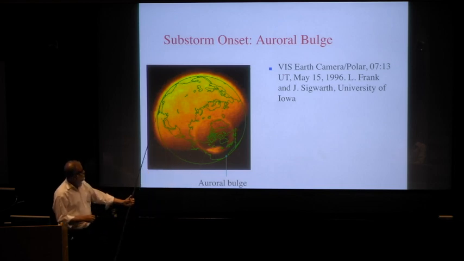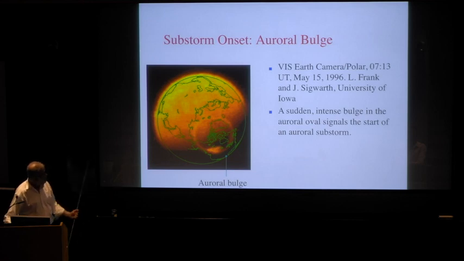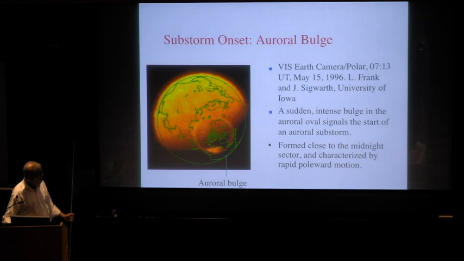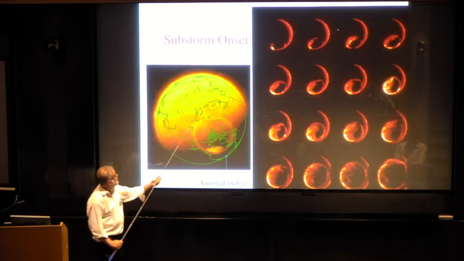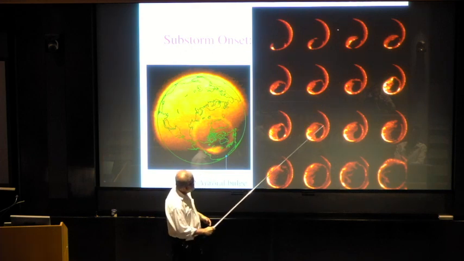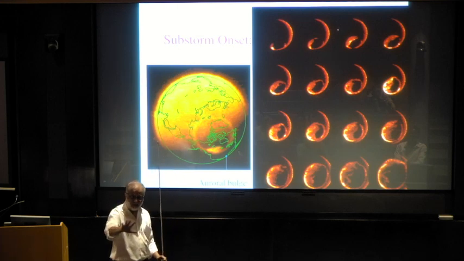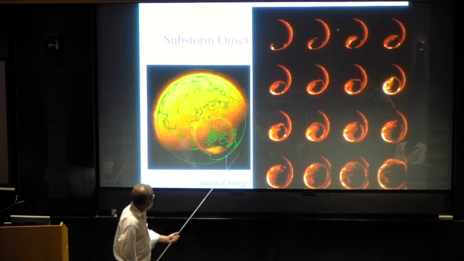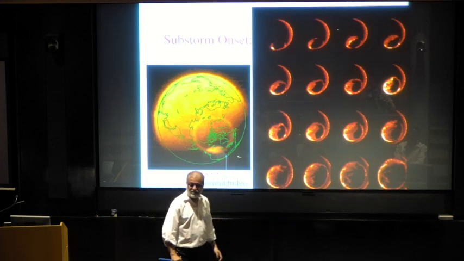And these were taken first by beautiful camera pictures by Lou Frank and others at the University of Iowa. And you see a sudden intense bulge of the auroral oval signals the start of an auroral substorm. And it forms close to the midnight sector and is characterized by rapid poleward motion. And let me show you this. Here you see this brightening and see how it is spreading. This auroral arc intensification is the signature of an Earth's substorm. And what you have is a quiet arc which brightens. But then as it evolves in a matter of time, it becomes more and more intense and then eventually subsides.